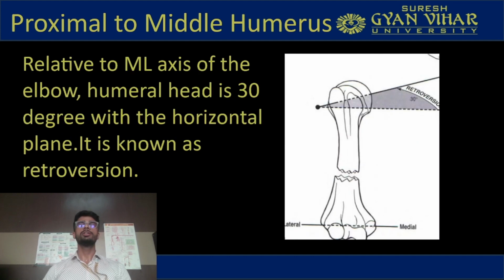Now, proximal to the middle humerus. Related to the mediolateral axis of the elbow, the humerus head is at 30 degrees with the horizontal plane, which means it is rotated posteriorly. Retroversion means rotation posteriorly. This is the mediolateral axis of the distal third, and relative to this axis, your head is 30 degrees posteriorly rotated. So this is the axis, and in comparison with this axis, your head is 30 degrees posteriorly rotated, which is the retroversion present in the head of the humerus.